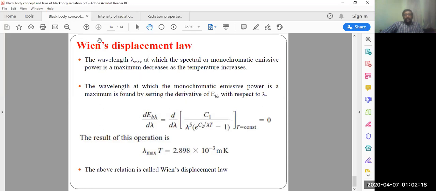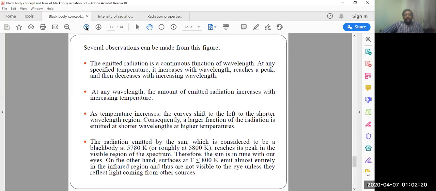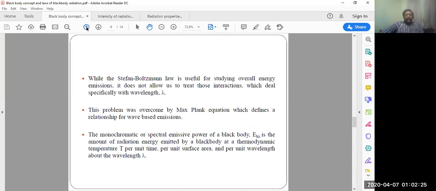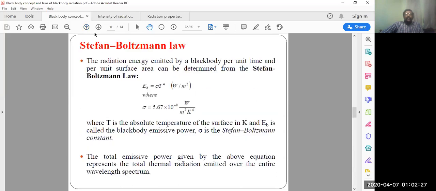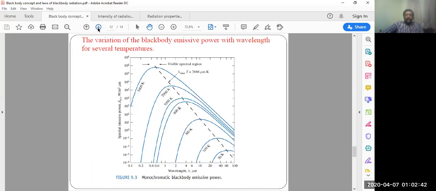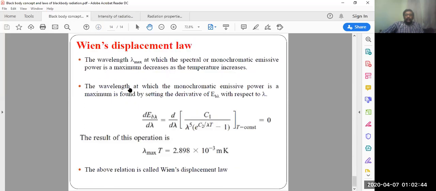So in this session we have seen three fundamental laws of radiation. The first one is the Stefan-Boltzmann law, which gives the total emissive power. The second is Planck's law, which gives the spectrum of monochromatic emissive power. The third is the equation that gives the wavelength at which the monochromatic emissive power is maximum. It is Wien's displacement law.